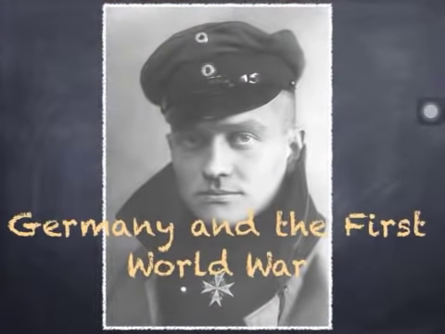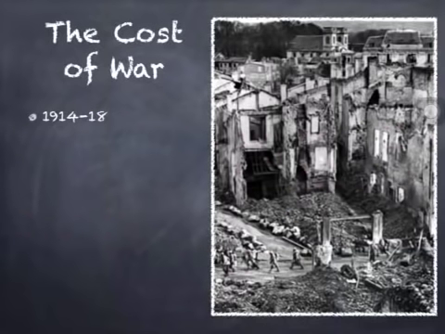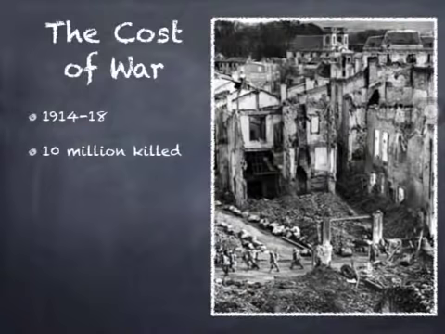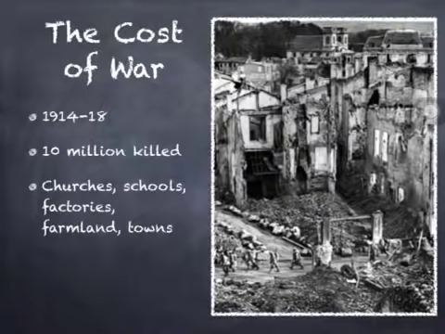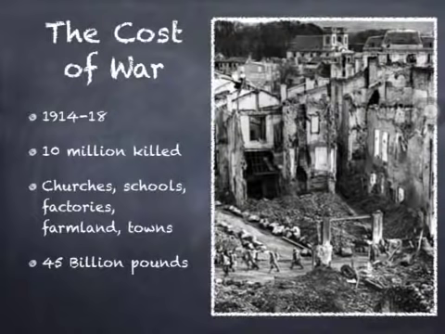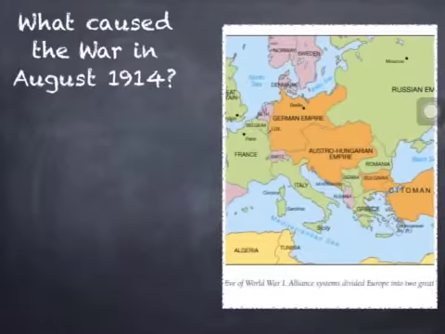Okay, so the cost of war. As you can see in the picture, the war was an enormously destructive and damaging war. It lasted for 4 long years, far longer than people thought it would last when the war started. More than 10 million soldiers were killed, and almost as many civilians. An enormous amount of damage to churches, schools, factories, farmland and agricultural production, and towns, especially in Belgium and in the parts of France that were invaded by the Germans. And this added up to an enormous financial cost of £45 billion, so a lot of cost in terms of blood and treasure.